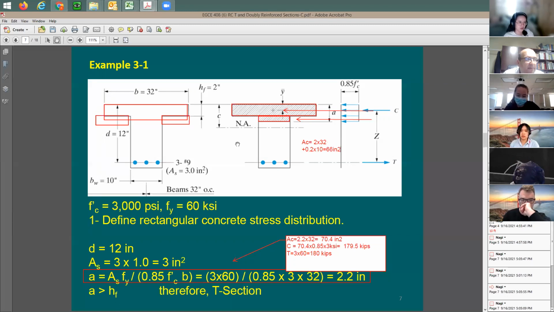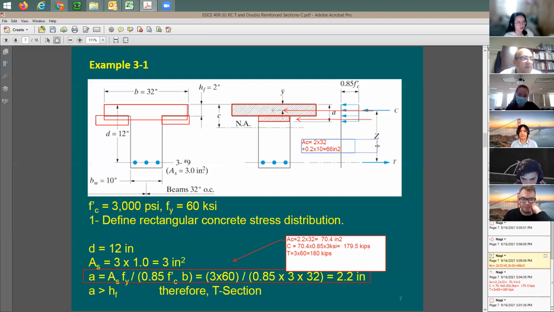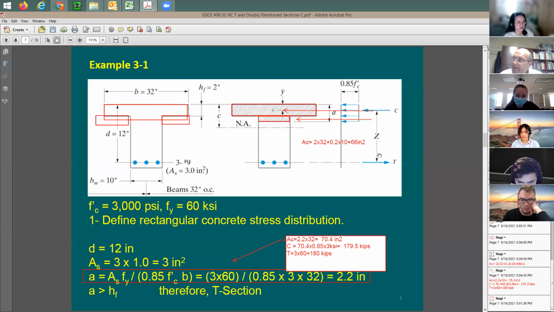Is this correct? About right? Yes? You have 64 plus 2 is going to be 66 square inches. I said, okay, good. It's provided that I had taken the exact cross-section area like this. Okay, good.